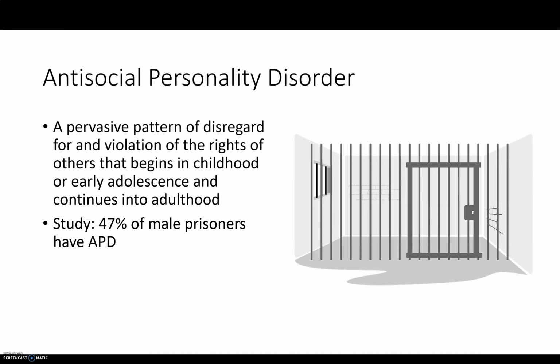Antisocial personality disorder appears to be kind of a criminal personality that people can have. It's a disregard for and violation of the rights of others that begins in childhood, perhaps with a diagnosis of conduct disorder, and continues into adulthood. About 47% of male prisoners have an antisocial personality disorder, so it's very common that it co-occurs with breaking the law.